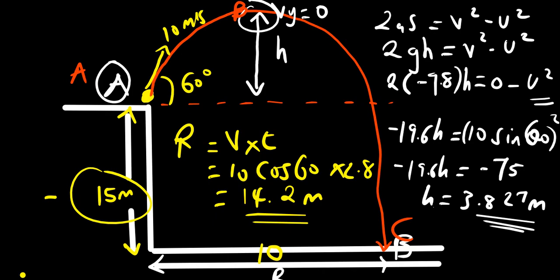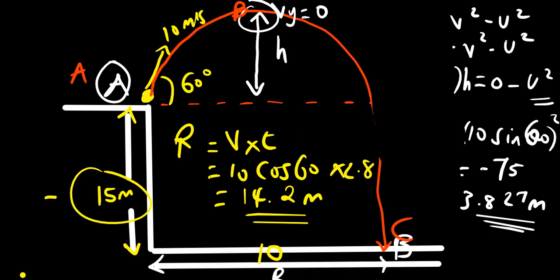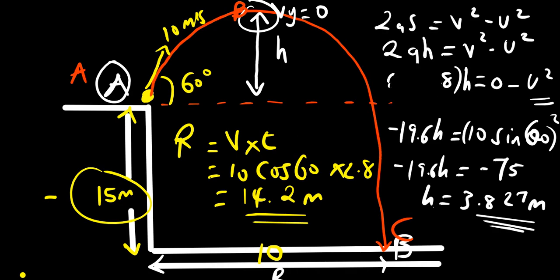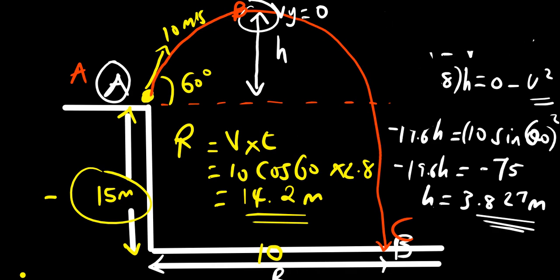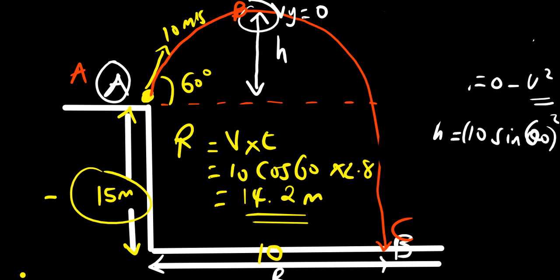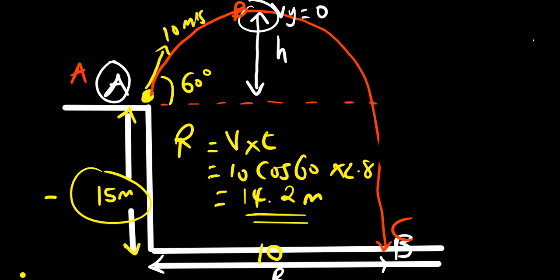Then they can also ask you to find the velocity, the velocity with which it will hit the ground. Now how do you find the velocity with which this projectile or this stone is going to hit the ground?